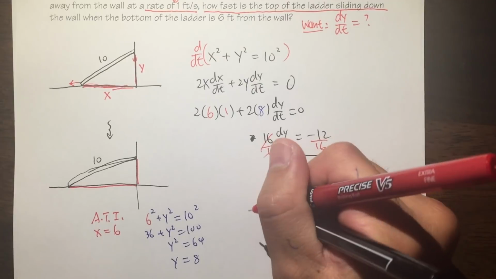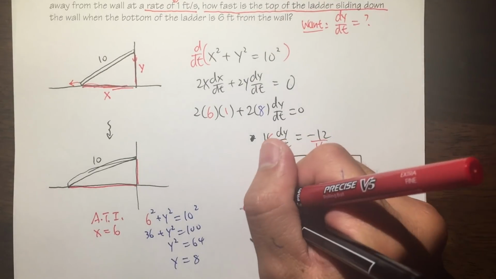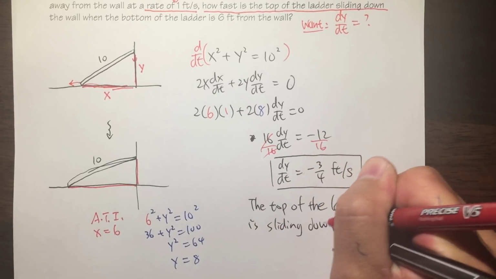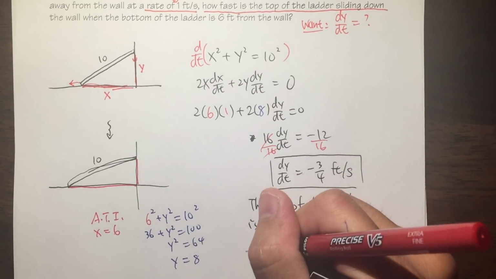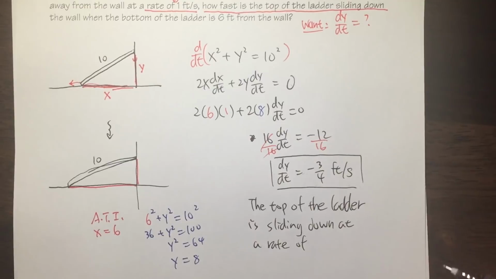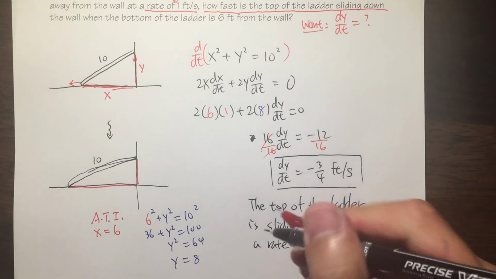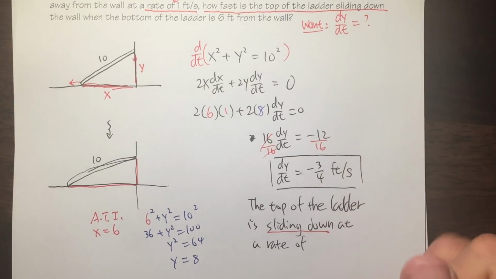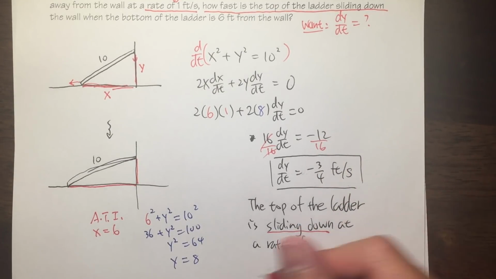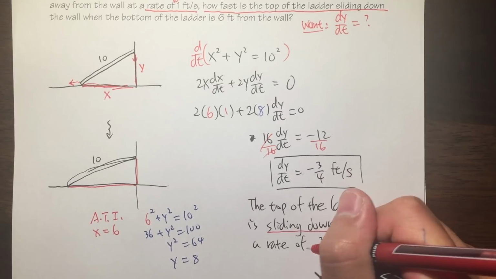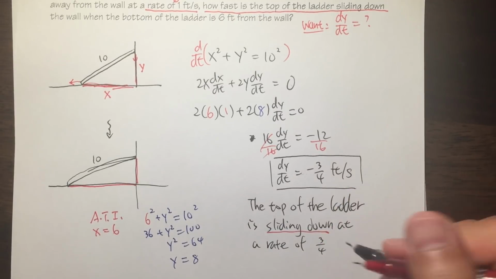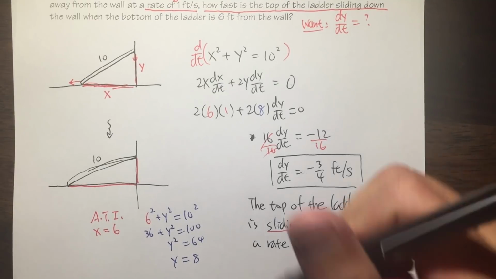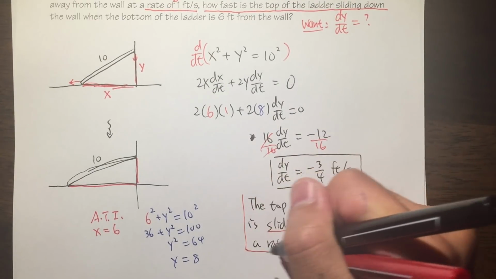You can just say the top of the ladder is sliding down at a rate of, and if you use the phrase sliding down, this includes a negative already, so you just say sliding down at the rate of positive 3 over 4 feet per second. So it depends on how you want to answer it. That's pretty much it.